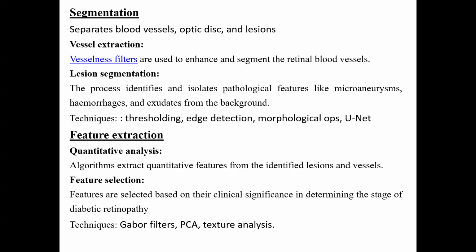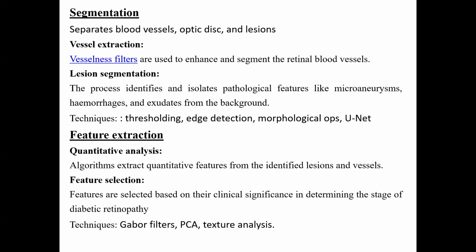There are different types of lesions. One is microaneurysm, which is represented by tiny red dots, and the detection method generally used for this is morphological filters. Then we have hemorrhages, which are blood patches, basically blood leakage. For this, the detection method that can be used is region-based segmentation.